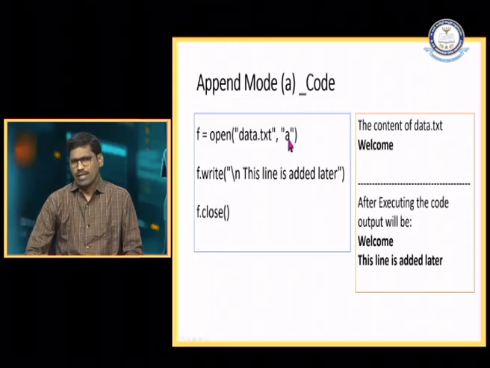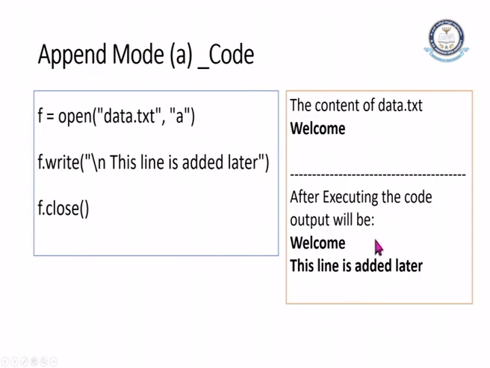Now, after executing this code, just open data.txt. When you open that file, you can observe the file has the content "welcome". Observe this very important point: the existing data is not erased, and to that existing data we are adding one extra line also. This is the advantage of append mode.